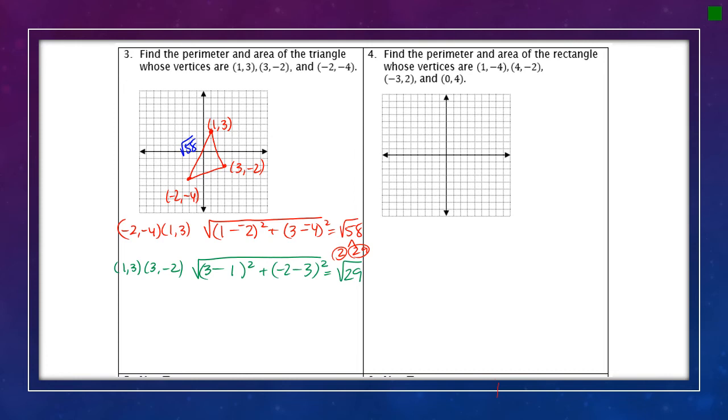And then our last set of points, from the point 3, negative 2 to negative 2, negative 4. All right, so I would have negative 2 minus 3 and negative 4 minus negative 2. So that would be 25 plus 4, so 29 again.